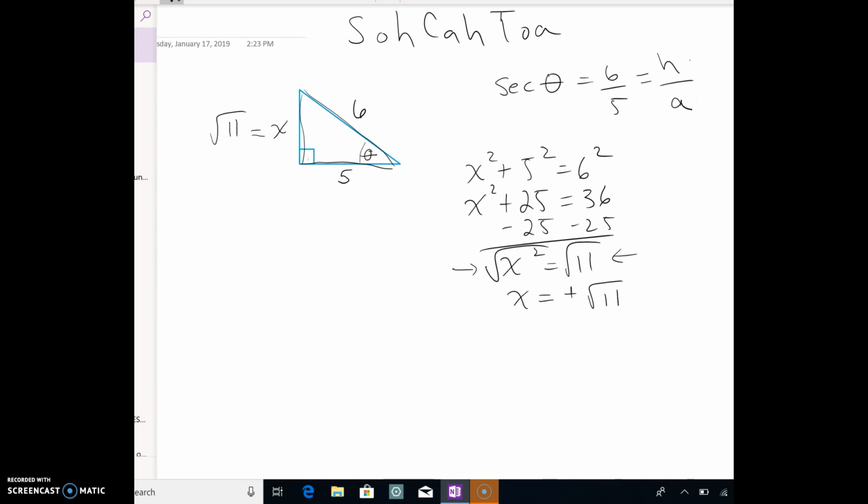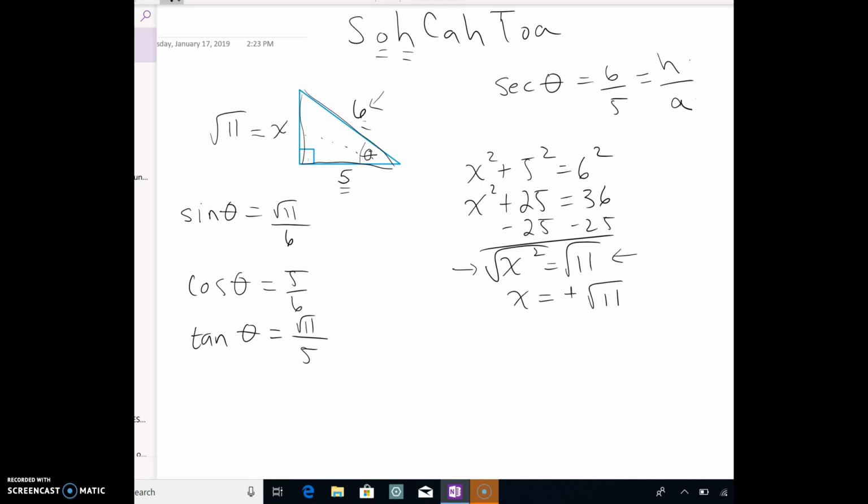Once you have all 3 sides, then it's just a matter of banging out the trigonometric ratios and making sure that you have your ratios memorized or making sure that you write them down properly. So we know that the sine of any angle is equal to the side opposite divided by hypotenuse. So the side opposite of theta is the square root of 11, and the hypotenuse is 6, this side over here.